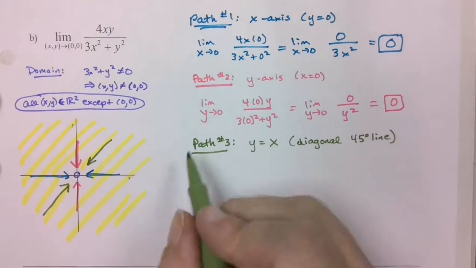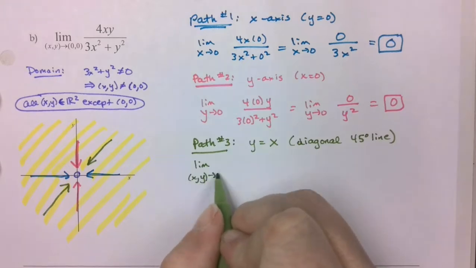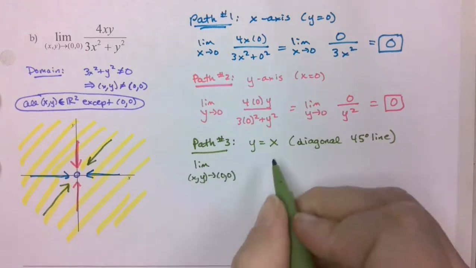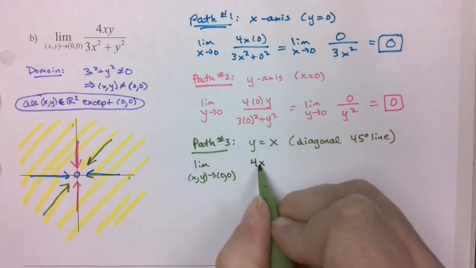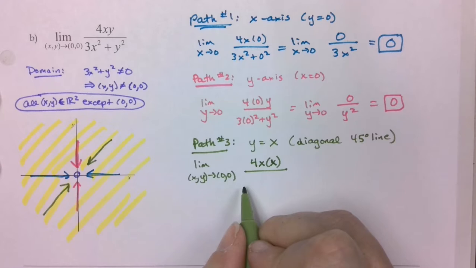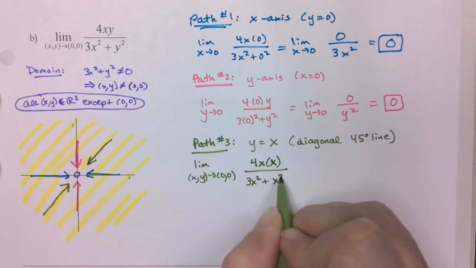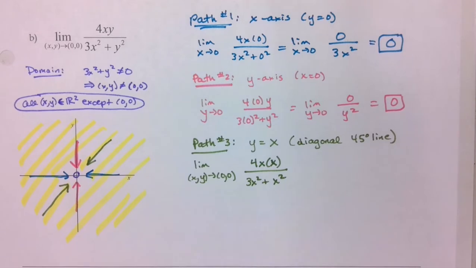All right, well, let's see. This is the limit as (x, y) goes to (0, 0) of 4x times x over 3x squared plus x squared. And it just occurred to me, I was wondering what the pause was.